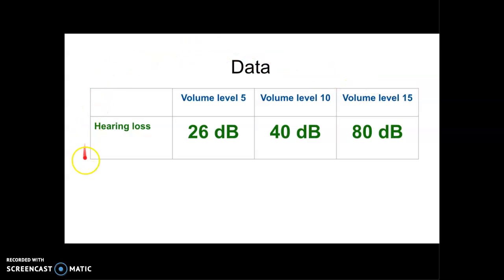Let's look at the data. Hearing loss is my dependent. That's what I'm measuring here. That's why it's over here. And then my independent is volume. As you can see, according to my hypothesis, the hearing loss should increase as volume increases. So I will see that the volume increases. How much does it increase by? By 5. 5, 10, 15.